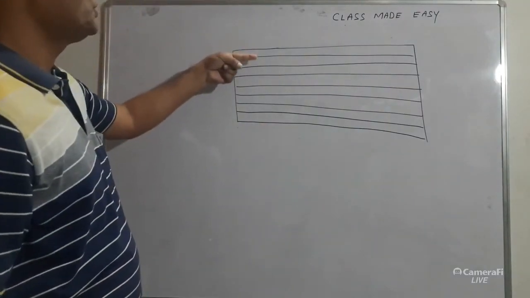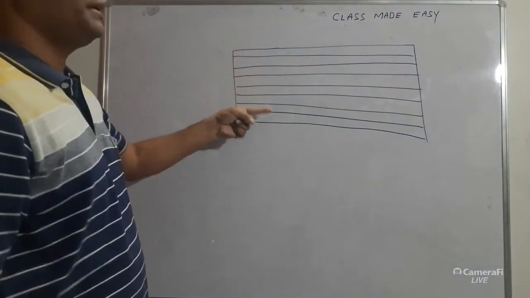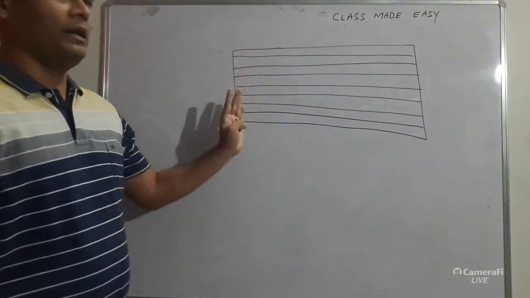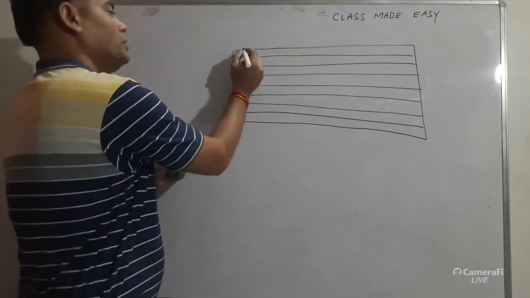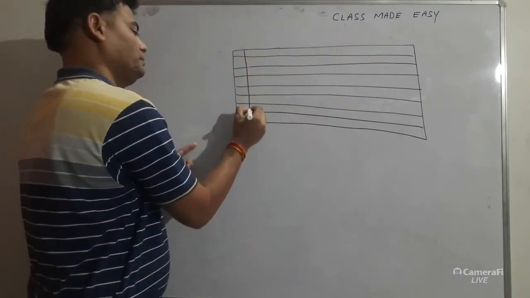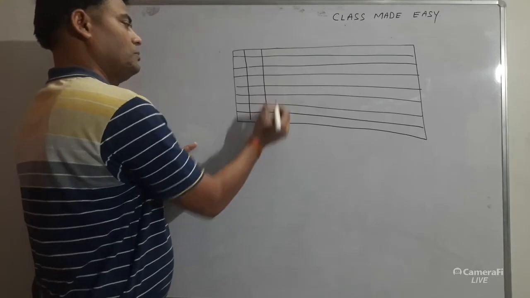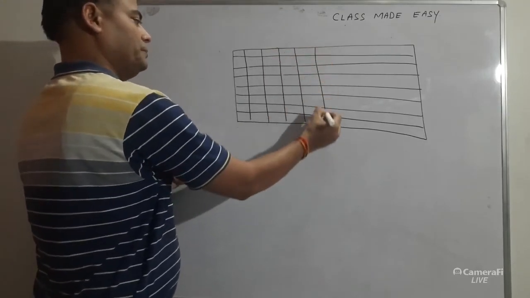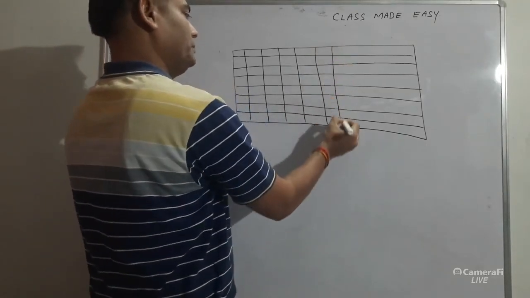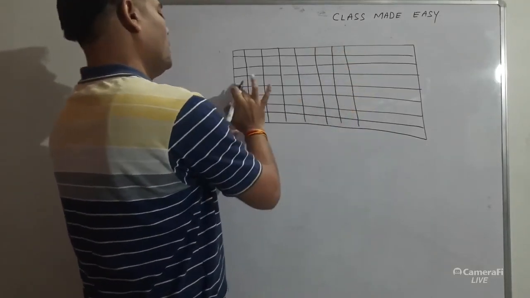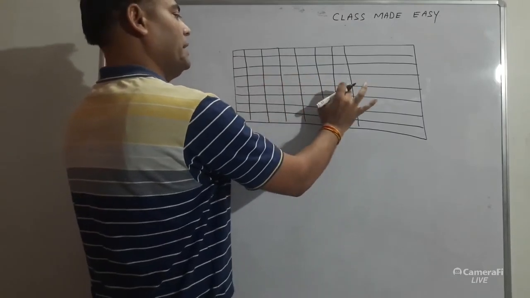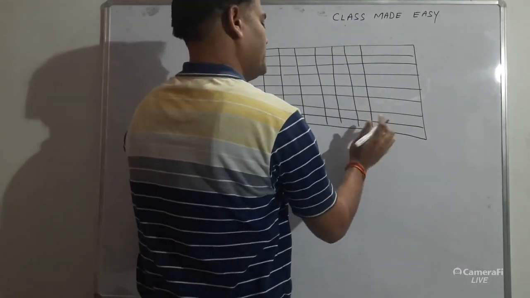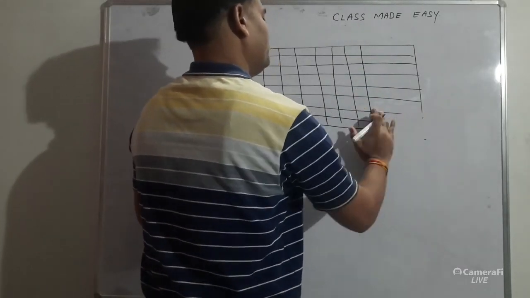Now again count 1, 2, 3, 4, 5, 6, 7, 8, 9 lines are there, and vertical also there are 9 lines. 2 lines we have. I will draw 7 another lines. First, second, third, fourth, fifth, sixth, and 7. Now count 1, 2, 3, 4, 5, 6, 7, 8, and this one 9. So this area I will reduce this, and like this it is 9. So it is chessboard.